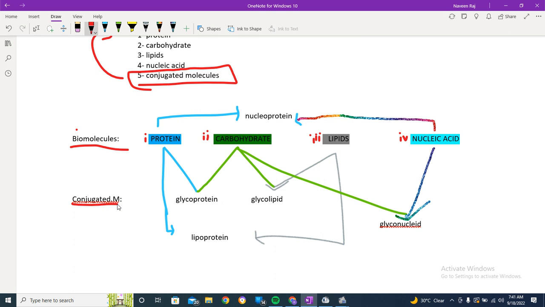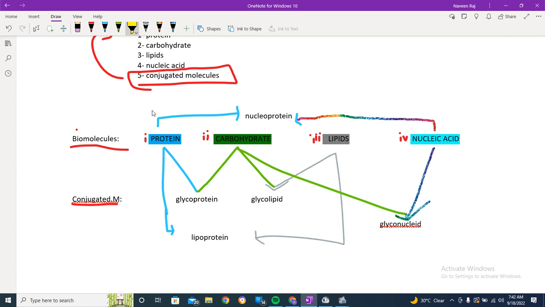As I said, these are something different from the four above mentioned. This is the reason why some books do consider it under these, because these are derived from the major four mentioned above. So don't get confused about why we have not looked into protein, carbohydrate, lipids, nucleic acid, because we will be looking into their deep concepts in the upcoming videos. Now we are just looking at the structure and what we are going to study. The blue is for protein, green is for carbohydrate, gray is for lipid, and the multicolor is for nucleic acid.